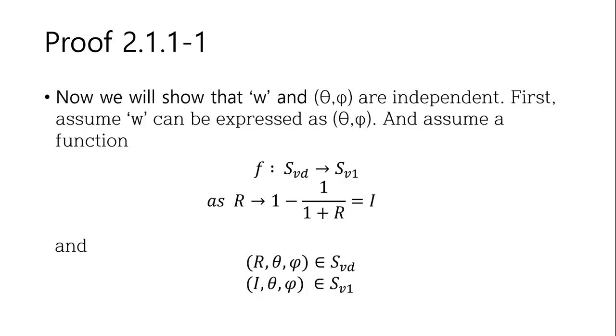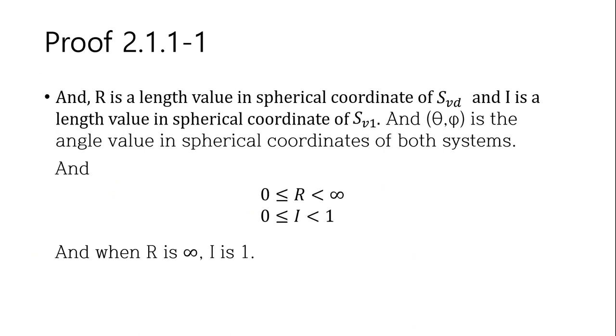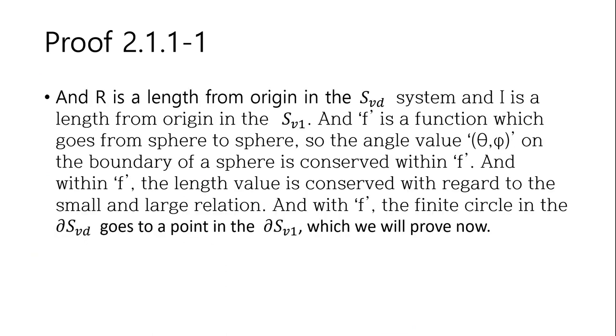Now we will show that omega and theta phi are independent. First, assume omega can be expressed as theta phi, and assume a function like this and this. And r is the length value in the spherical coordinate system of S3D, and I is the length value in the spherical coordinate of S31. And theta phi is the angle value in the spherical coordinate of both systems. And when r is infinite, I is 1.